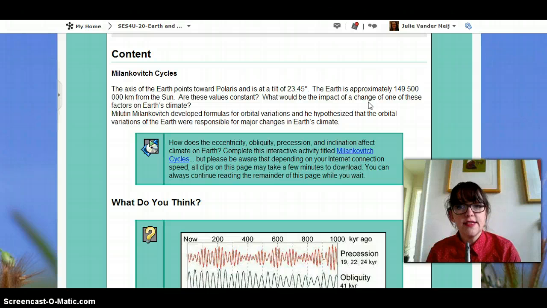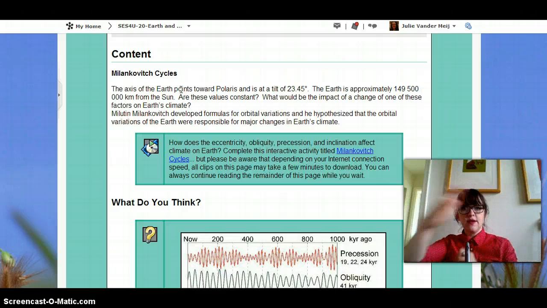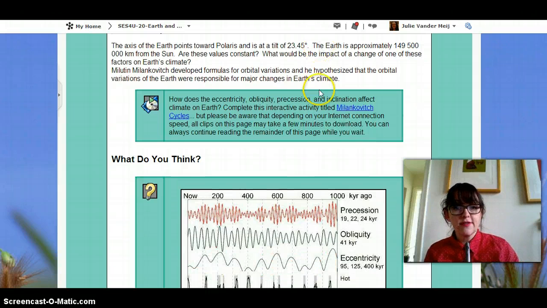You do want to understand, and it ties back into Unit 2 when we looked at the motion of the Earth and the solar system around the Sun. We know that the Earth points towards the Sun at a tilt. It doesn't rotate completely perpendicular, but at a tilt. And we know it's a certain distance, and that it orbits around the Sun. So it rotates and orbits around the Sun. How do these motions of the Earth affect Earth's climate?